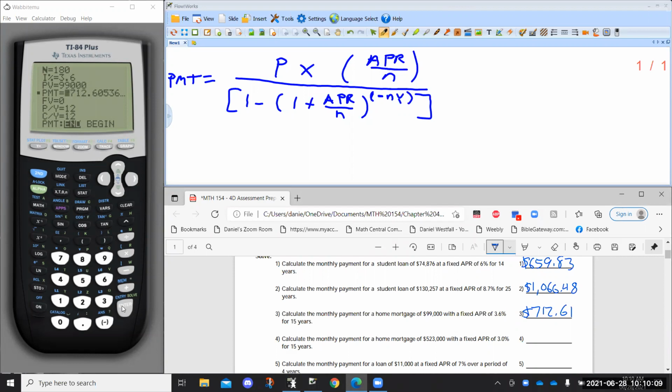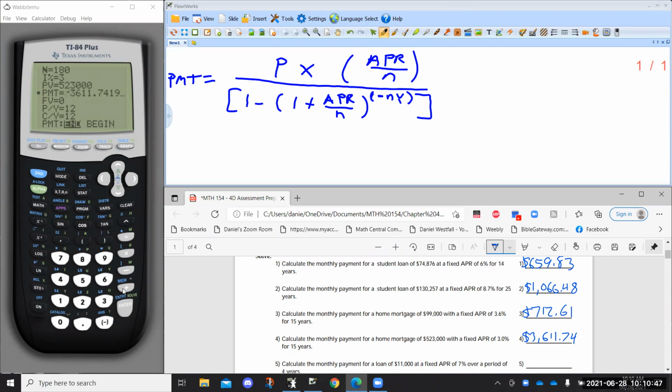Then we got here, it's going to be $523,000, 3% APR, 15 years, same number of payments there. So this is $3,611.74.